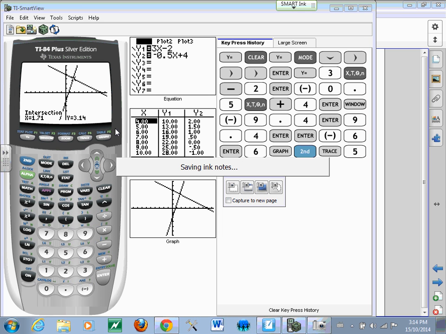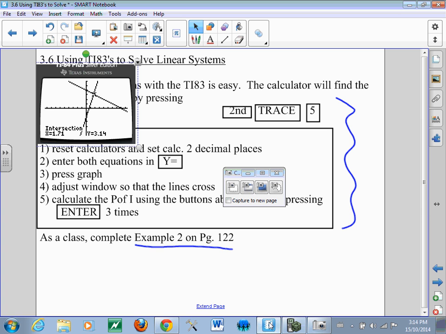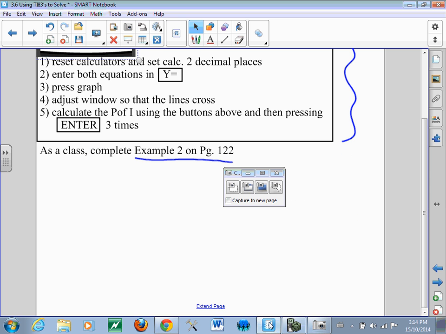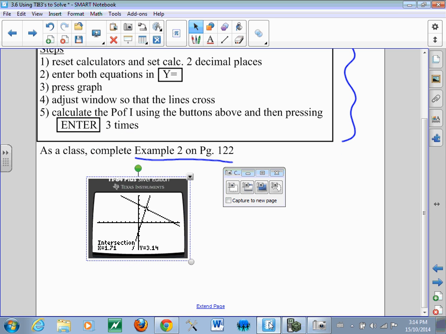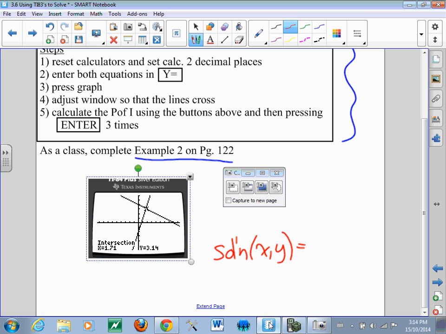And take it to my lesson. Okay, so go back to my lesson and I will drag it down. Okay, so what you should write down in your notes, folks, is that solution xy in this case equals 1.71 and 3.14. That's rounded to 2 decimal places.